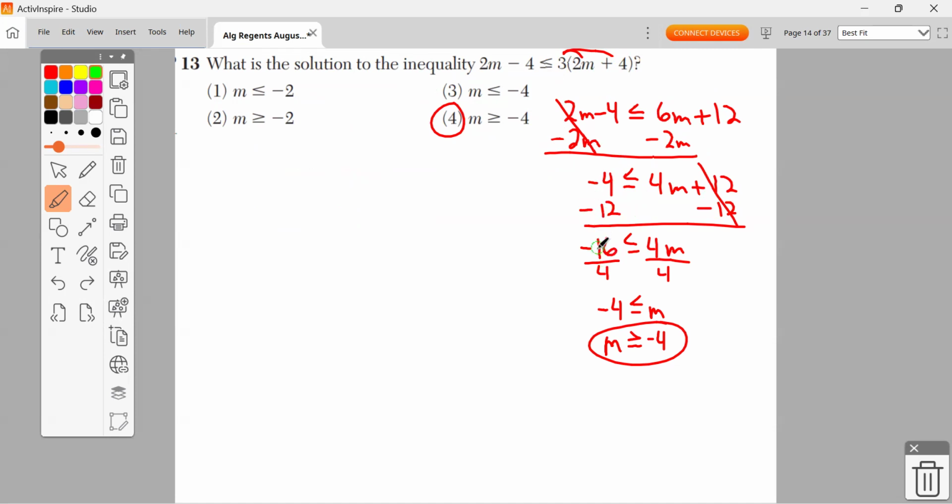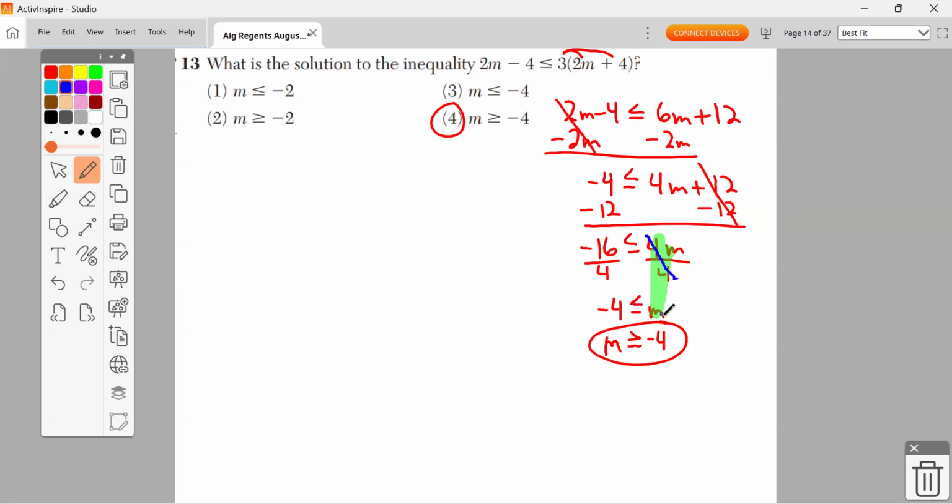Negative 4 minus 12 is negative 16. Bring down your inequality sign, bring down your 4m, divide by 4, divide by 4. This is written backwards. Be very careful. We have to keep what's on the left-hand side on the left-hand side and keep what's on the right-hand side on the right-hand side. All right, when those 4's cancel out, we're left with just m here.